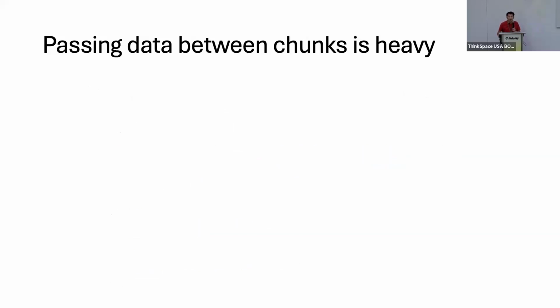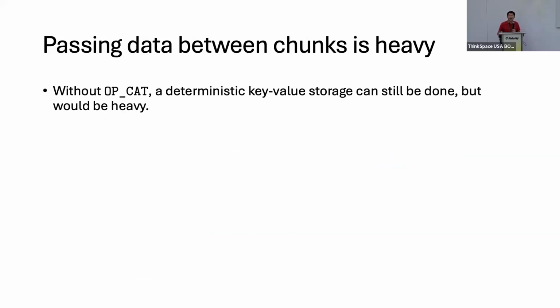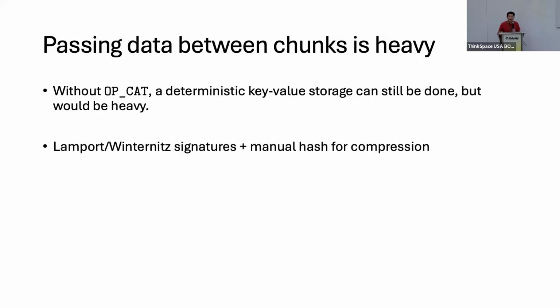But if you don't have Opcat, you can still do that. It would be very heavy. You will need to use Lamport signatures and Winternitz signatures to do that. And you also need to use manual hash functions as I mentioned before. So this is the problem: without Opcat, yeah, you can still do all of this, but it will be very complicated.